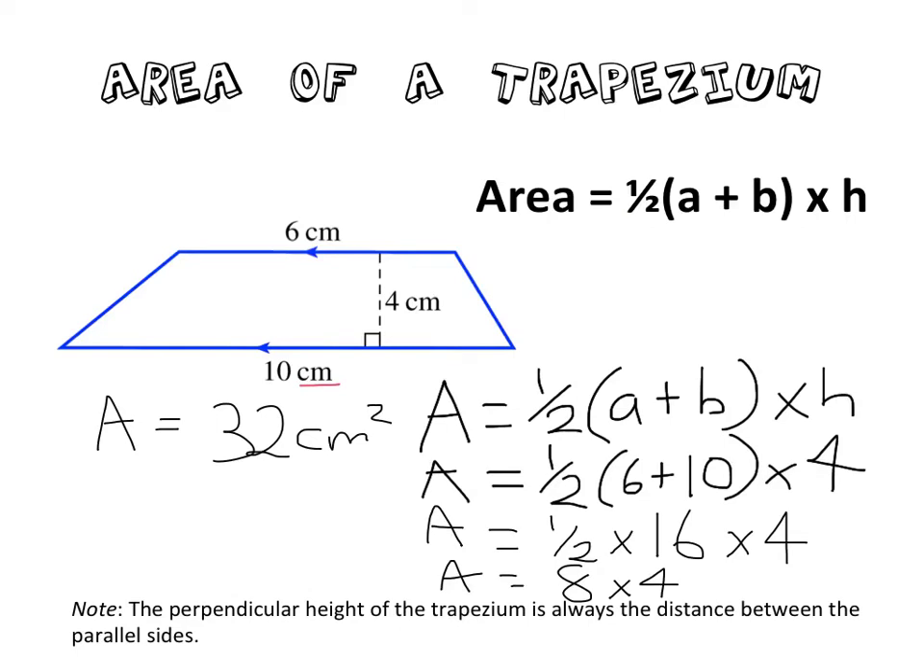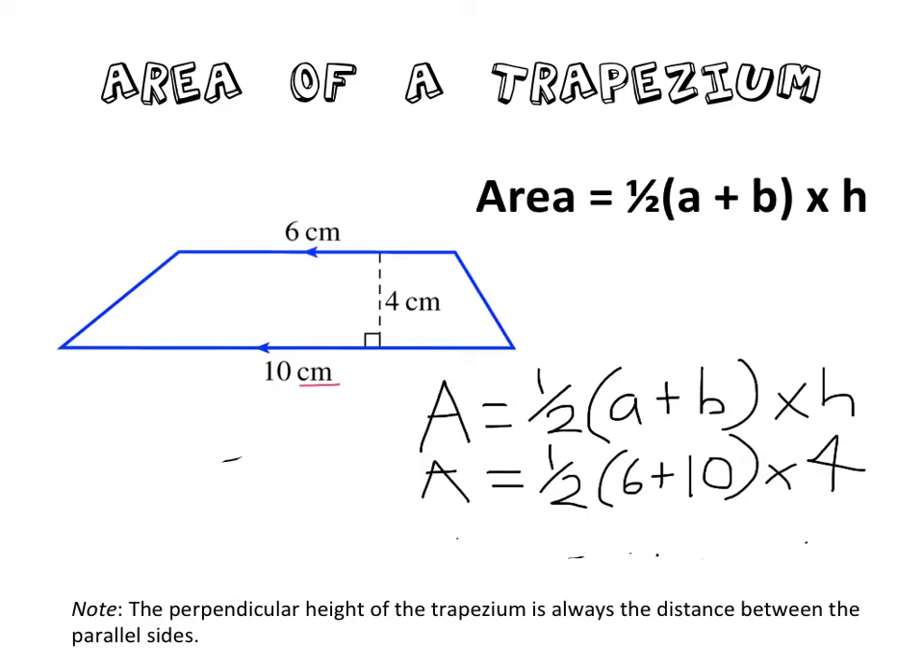I'm just going to go back there just for a moment. If you've got it, you're more than welcome to move on now. For everyone else, I'm just going to go back over what I did there, just this last step for you guys. Okay, so I've got half 6 plus 10 multiplied by 4.